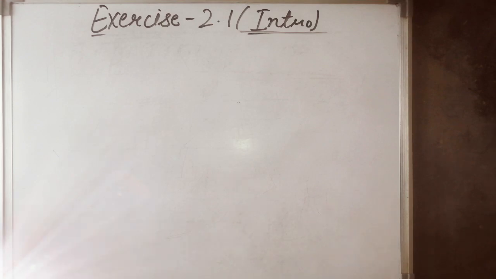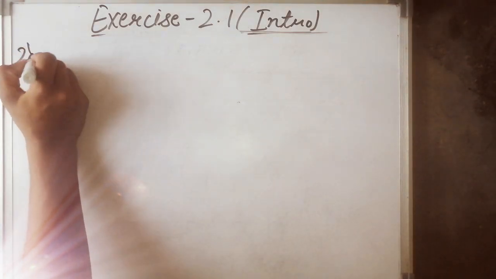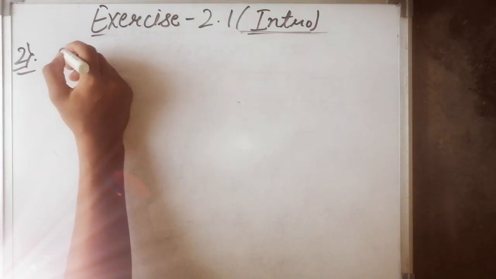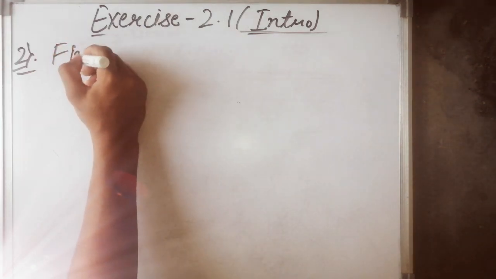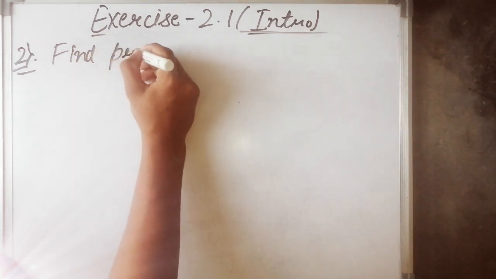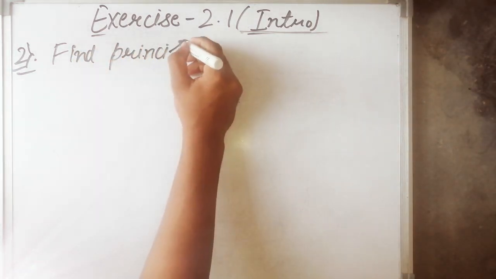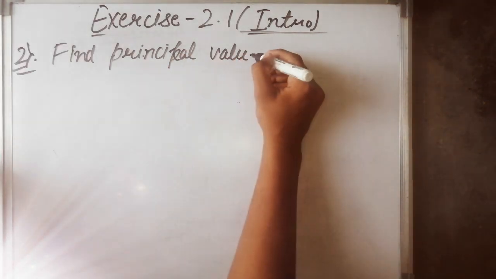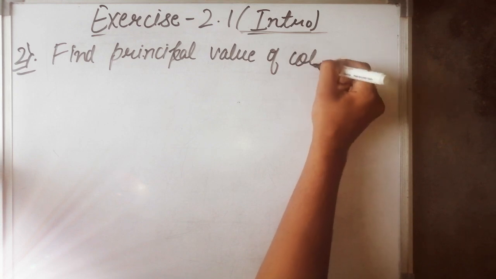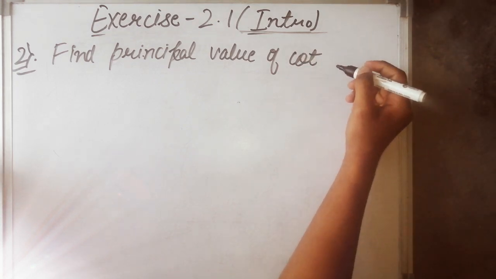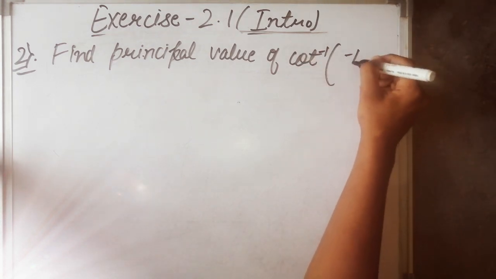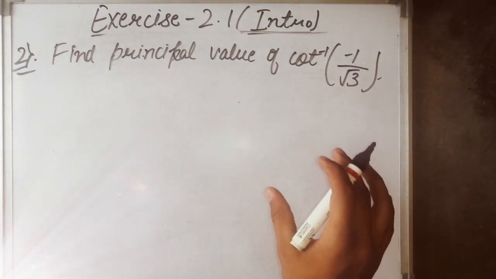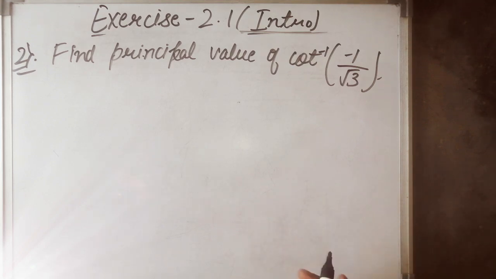Okay students, let's have a look at the second example of exercise 2.1 intro, which is: find the principal value of cot inverse minus 1 by under root 3. Okay, we need to find the principal value of cot inverse minus 1 by under root 3. So let's have a look at the solution.